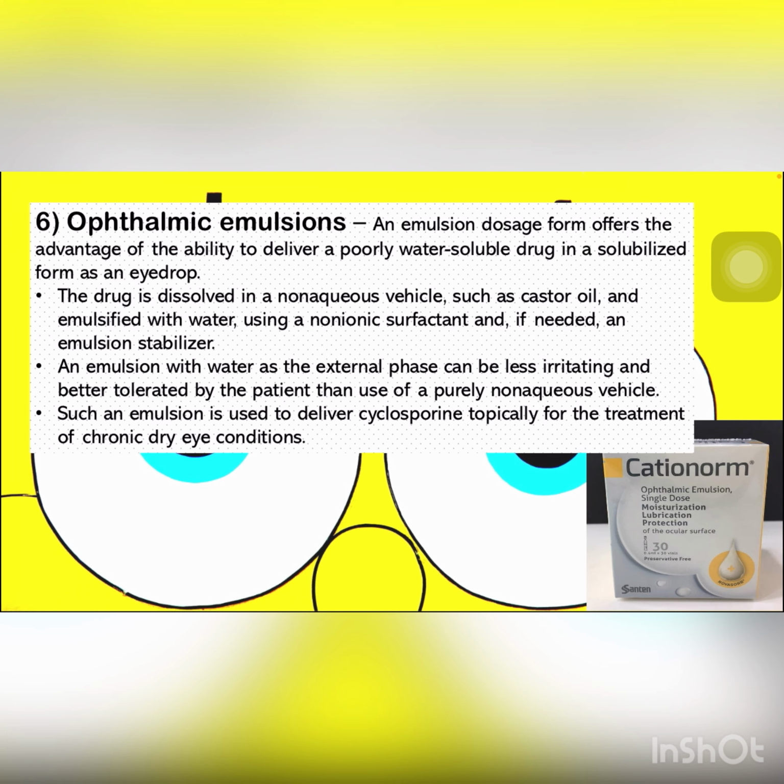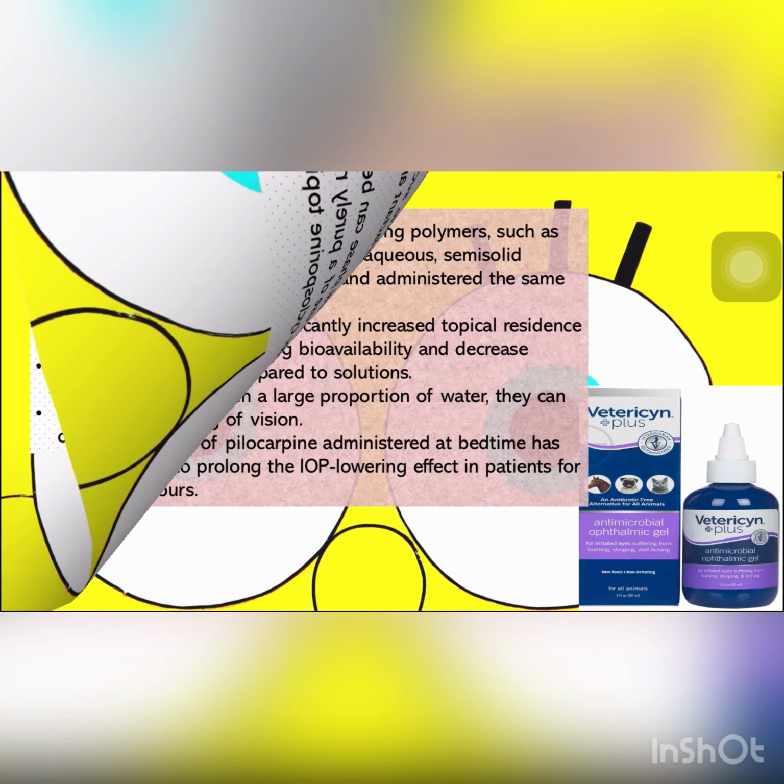Sixth are the ophthalmic emulsions. An emulsion dosage form offers the advantage of the ability to deliver a poorly water-soluble drug in a solubilized form as an eye drop. The drug is dissolved in a non-aqueous vehicle such as castor oil and emulsified with water using a non-ionic surfactant and, if needed, an emulsion stabilizer. An emulsion with water as the external phase can be less irritating and better tolerated by the patient than use of a purely non-aqueous vehicle. Such an emulsion is used to deliver cyclosporine topically for the treatment of chronic dry eye conditions.